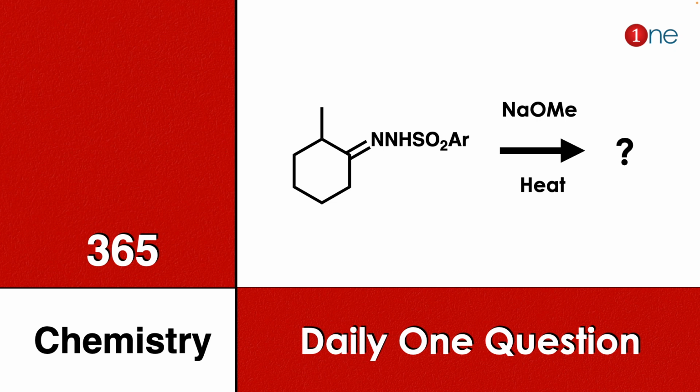Here you go: cyclohexane with a methyl group. You are reacting it with hydrazine with a sulfur derivative. Then you are using a base and heating it up. You have to find what will be the final product.